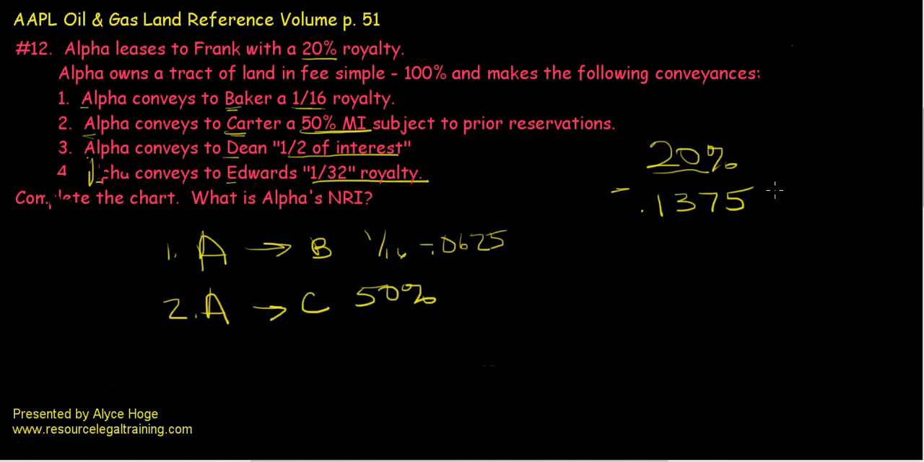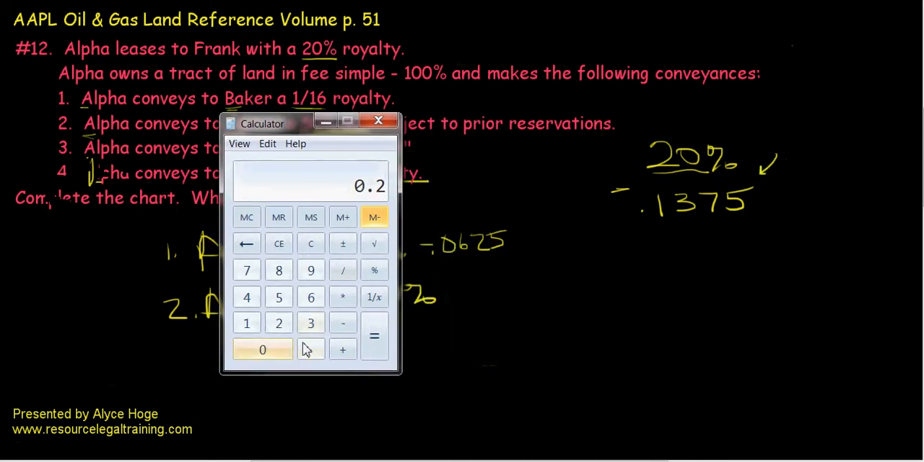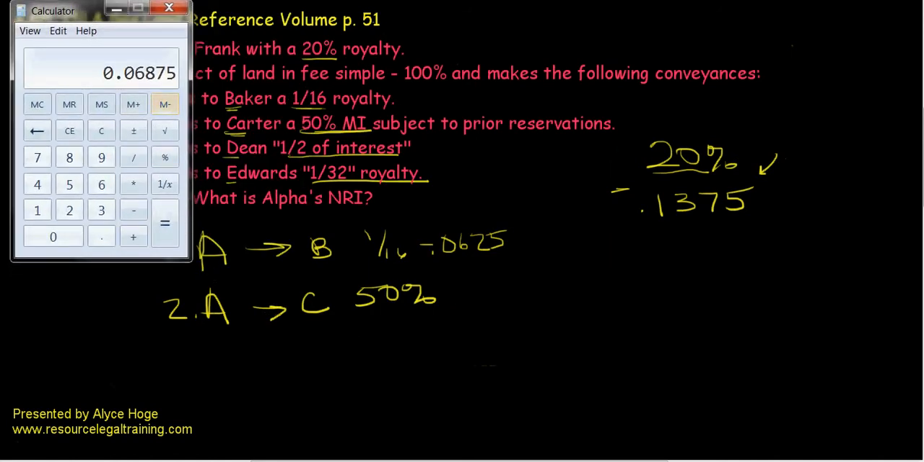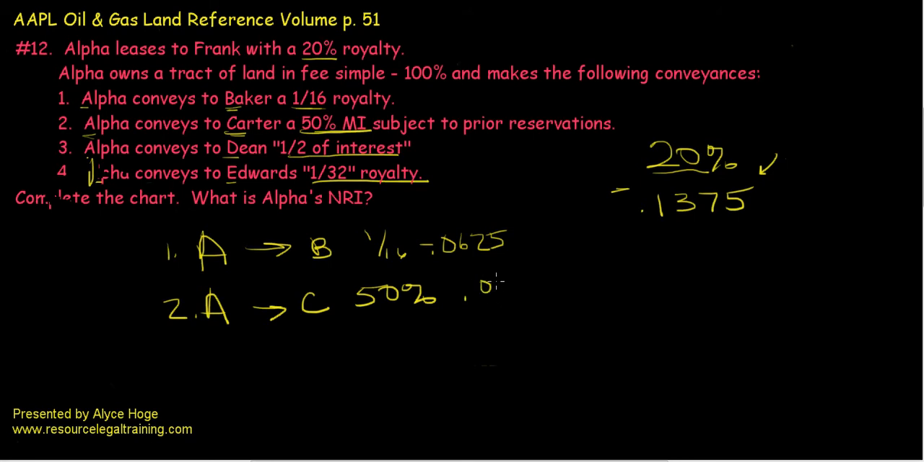That means it's going to be 50% of this 0.1375. So 50% of 0.1375 is 0.1375 divided by 2, and that's going to be 0.06875. So that is going to leave C with a 0.06875 interest. And that's going to leave A with a 0.06875 interest.